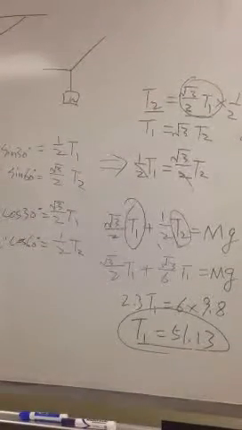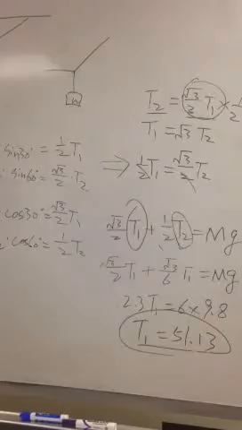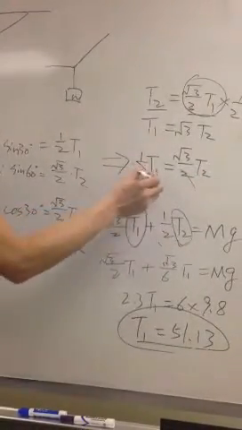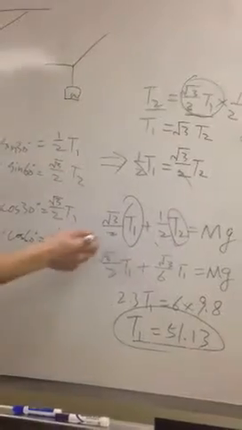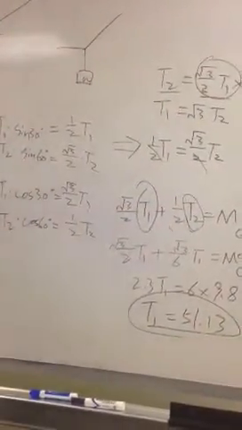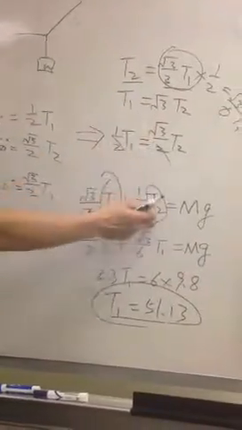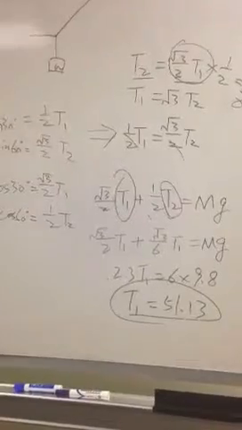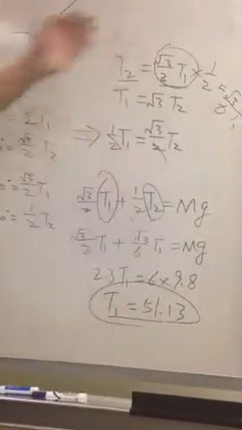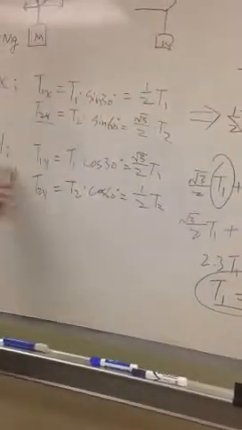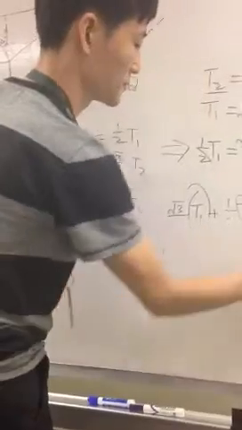But in the end, the most important thing is you got here the relationship between T1 and T2, and then you got here another relationship between T1 and T2. And then you can solve. If they ask you T2, you can solve T2. If they ask you T1, you can solve T1. And the rest of things is just calculation. So that's this question.